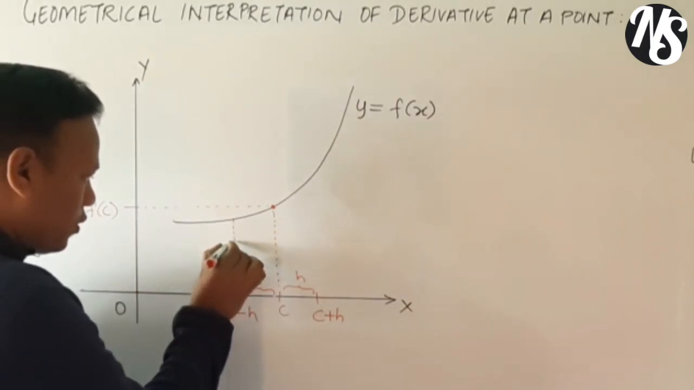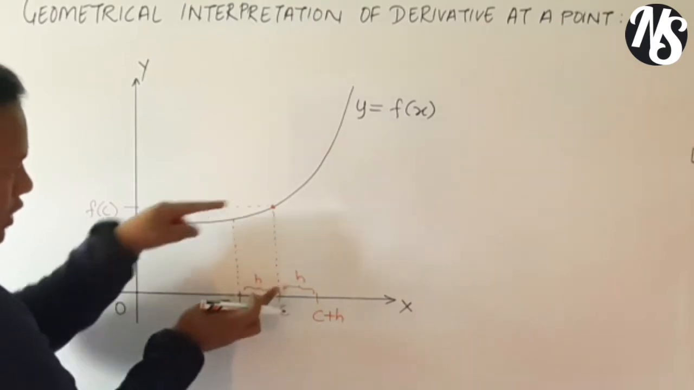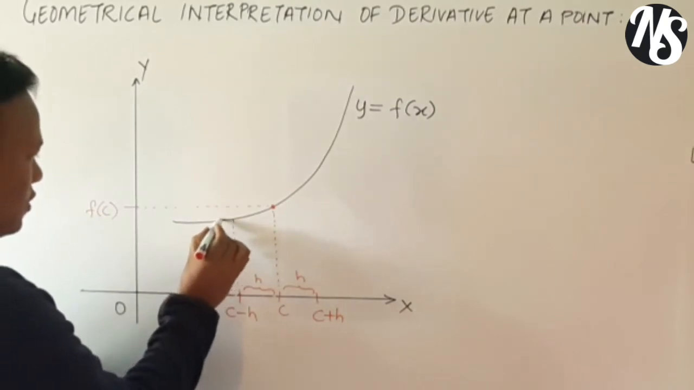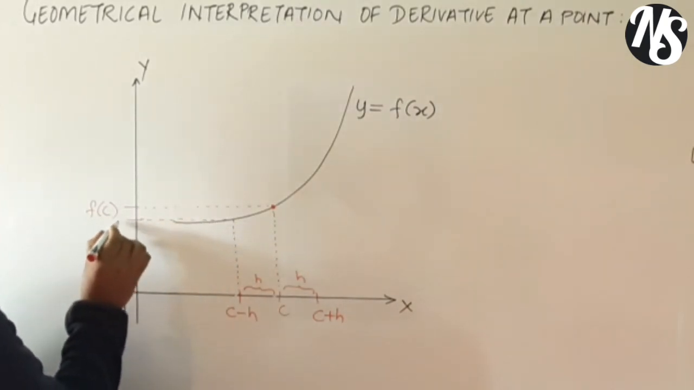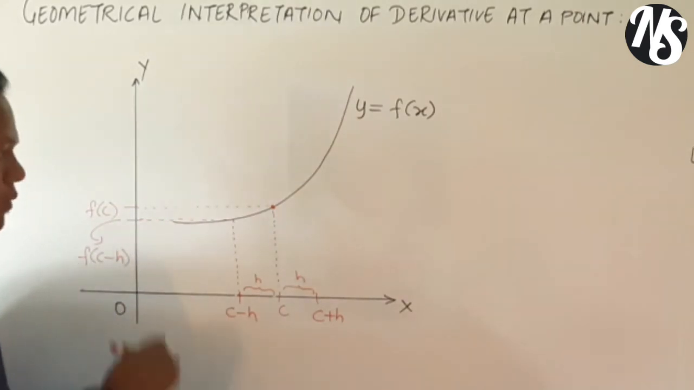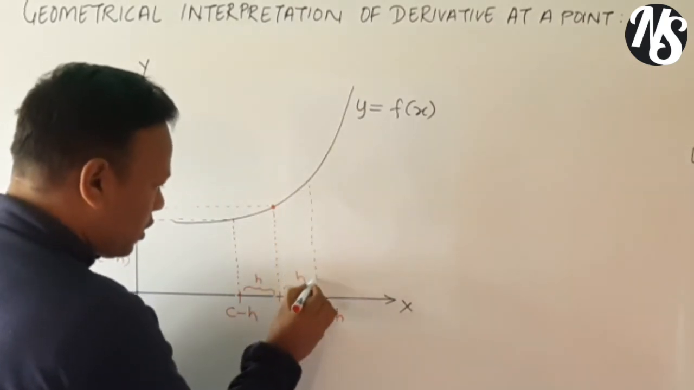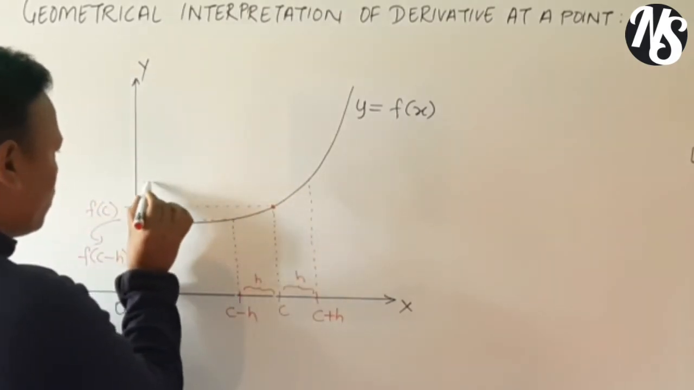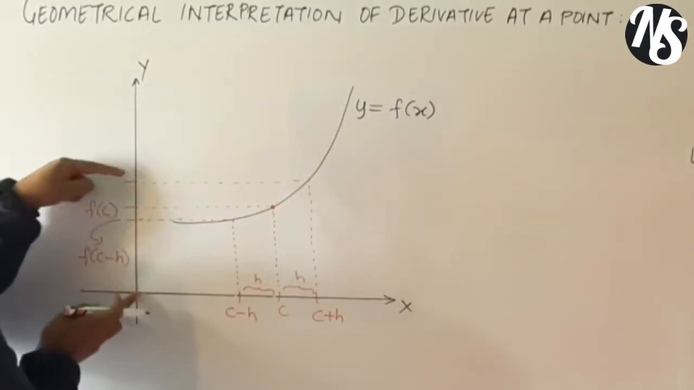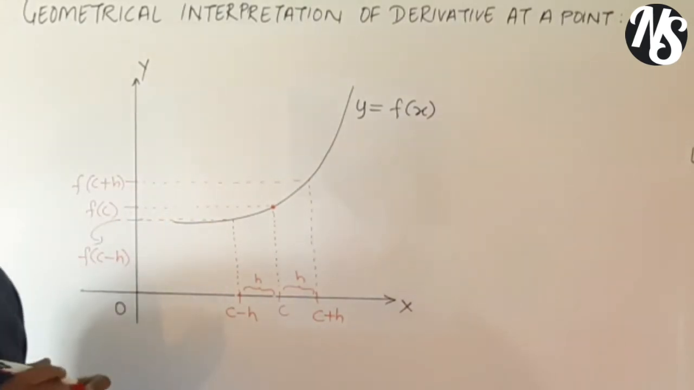Now let's plot the corresponding values. You know that when it is c, this height is f(c). Now this point is c minus h, so this height, that is this horizontal line, is going to be f of c minus h. Similarly, let me draw a perpendicular from here. So this horizontal line, let me draw it first. This height from here to here is going to be f of c plus h. I hope the diagram is clear to you.